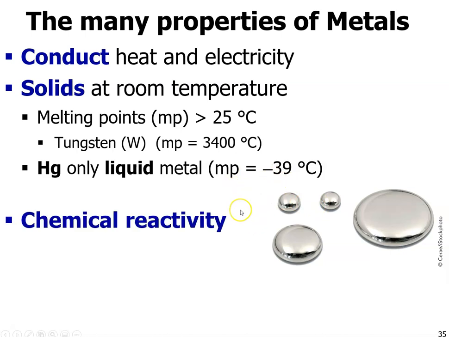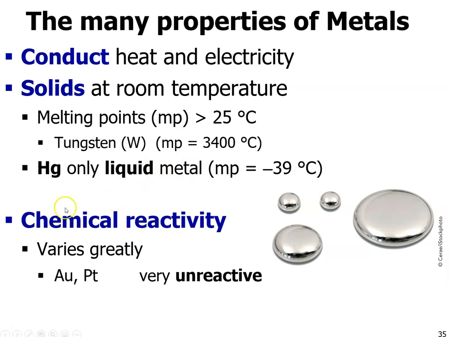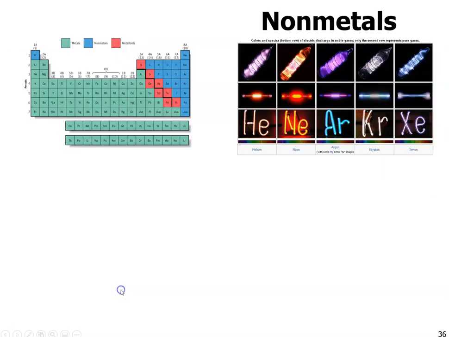The chemical reactivity of those metals, it's a big chunk of the periodic table. So it has a lot of different types of chemical reactivity. It varies. For example, silver and platinum are very unreactive, but sodium and potassium are very reactive. Just some examples of reactivity differences.